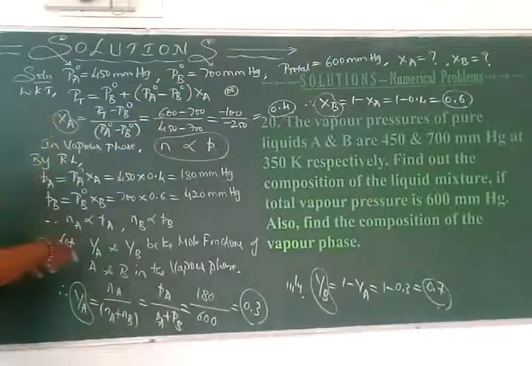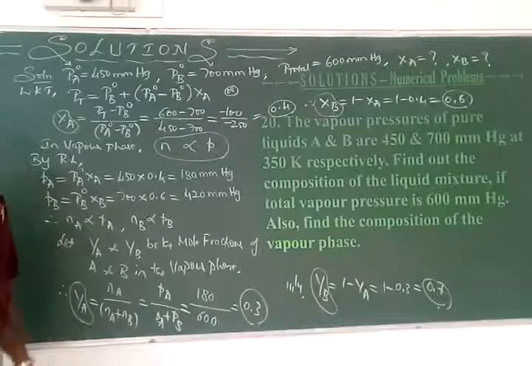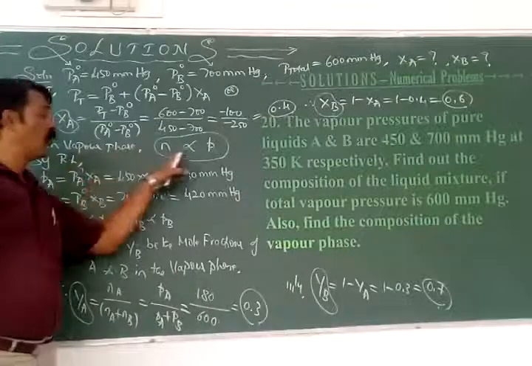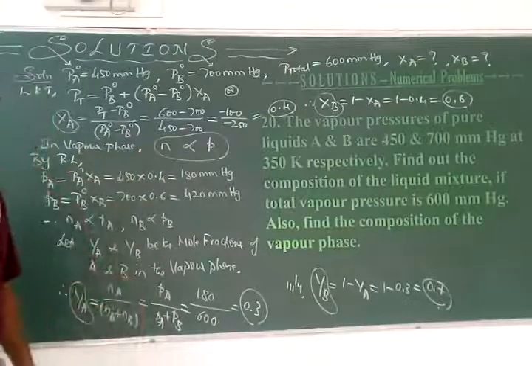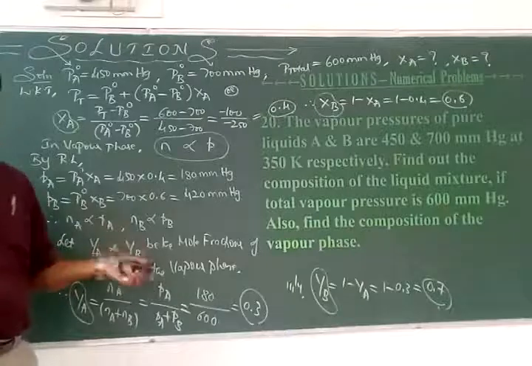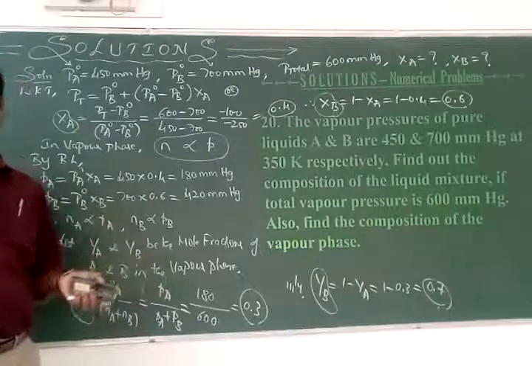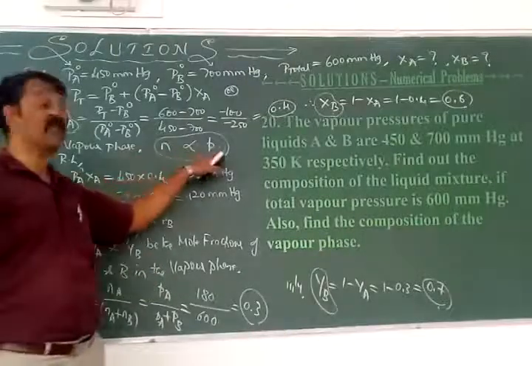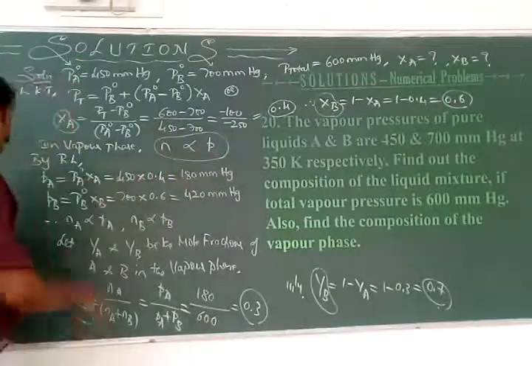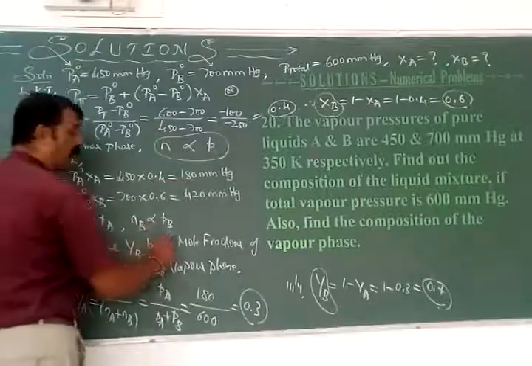After that we have calculated the mole fractions of the composition with respect to the vapor phase. In the vapor phase, the number of moles is always proportional to the respective partial pressures. As if we didn't have any mass, instead of that, the number of moles is calculated with respect to the partial pressure, that is N proportional to P. Therefore, Na proportional to Pa and Nb proportional to Pb.